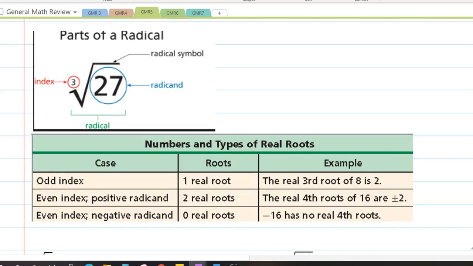Now that we have different indexes or indices, we need to see what the difference is. We have odd versus even. Remember odd, 1, 3, 5, 7, and even 2, 4, 6, 8.